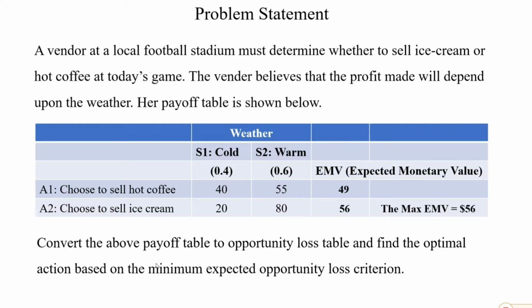Convert the above payoff table to an opportunity loss table and find the optimal action based on the minimum expected opportunity loss criterion. So we have to convert this table into opportunity loss values, and we have to find expected opportunity loss values and the minimum expected opportunity loss and the corresponding action.